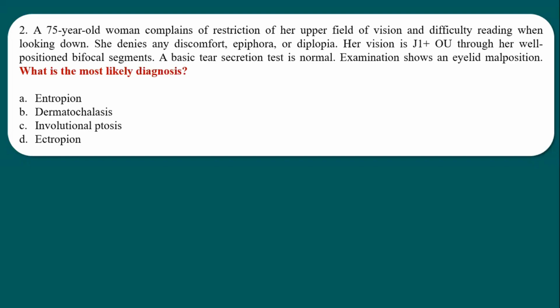A 75-year-old woman complains of restriction of her upper field of vision and difficulty reading when looking down. She denies any discomfort, epiphora, or diplopia. Her vision is J1+ OU through her well-positioned bifocal segments. A basic tear secretion test is normal. Examination shows an eyelid malposition. What is the most likely diagnosis? Entropion, dermatochalasis, involutional ptosis, ectropion.